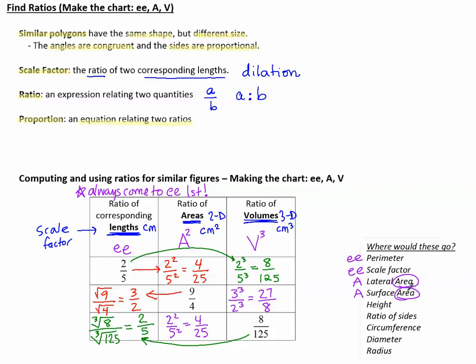Height does not have the word area or volume, so that goes in the everything else column. Ratio of sides does not have the word area or volume, everything else. Circumference, everything else. Diameter, everything else, and radius, everything else. Remember, EE stands for everything else because it's not area or volume.